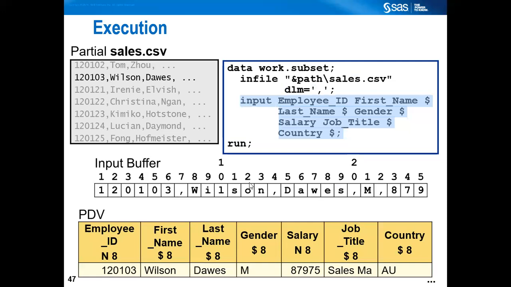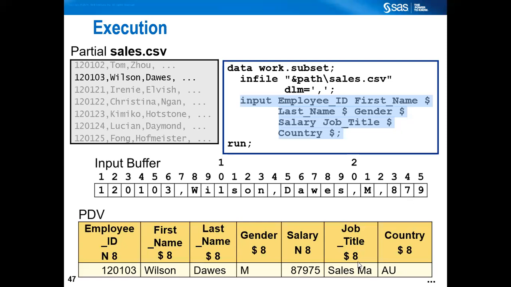So see, between this comma and this comma, Wilson. Because these characters are within 8 bytes, it's saving it correctly. But look at the job title. It's not reading all the job title value. So it's getting truncated. Why? Because of the length. Understood?